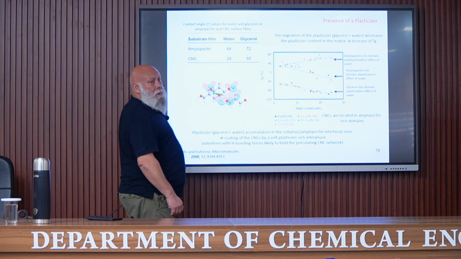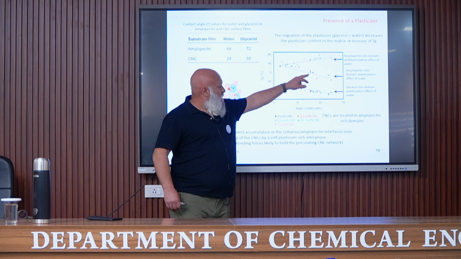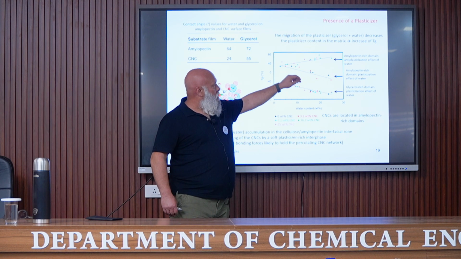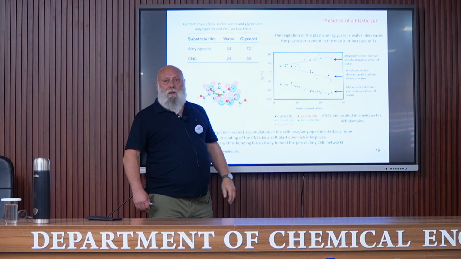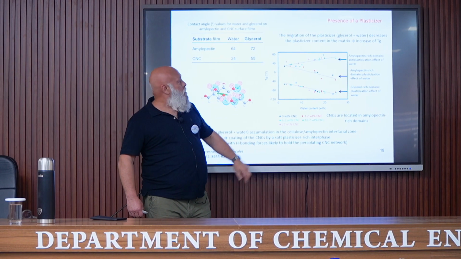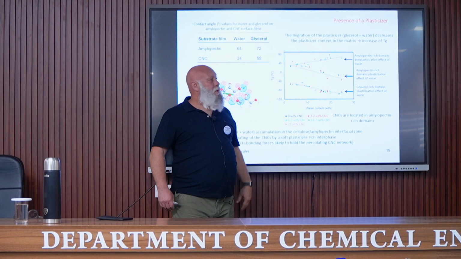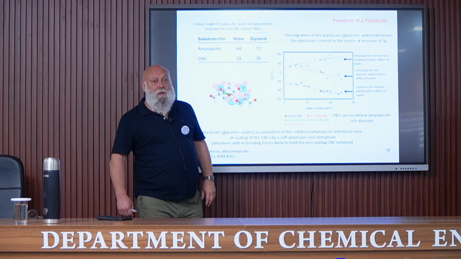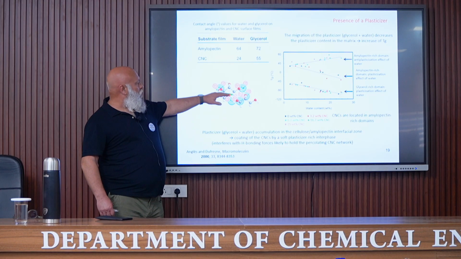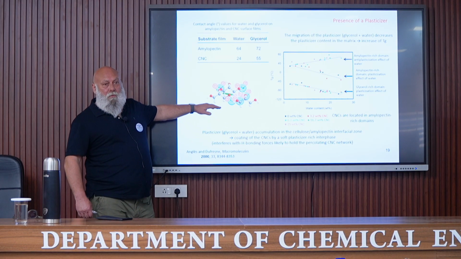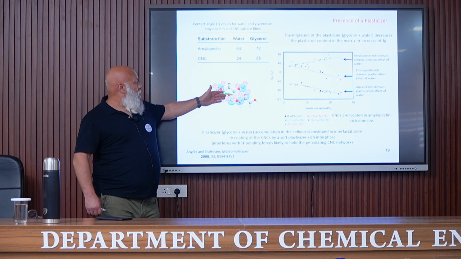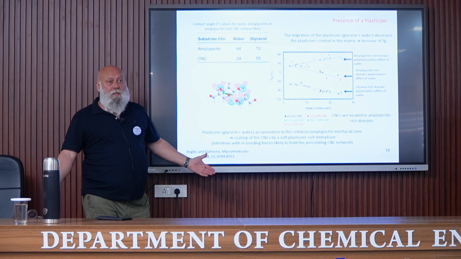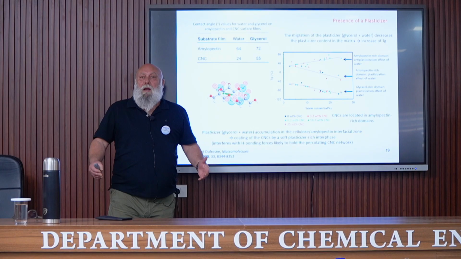For the amylopectin-rich domain, for 0 and for 3% nanocrystals, we have this plasticization effect. But for higher nanocrystal content, we have an anti-plasticizing effect, which is probably due to this migration of water and glycerol. And of course, the starch matrix has less water and less glycerol.